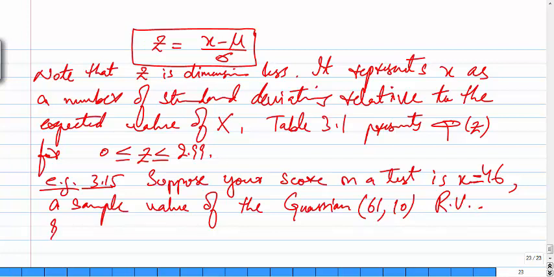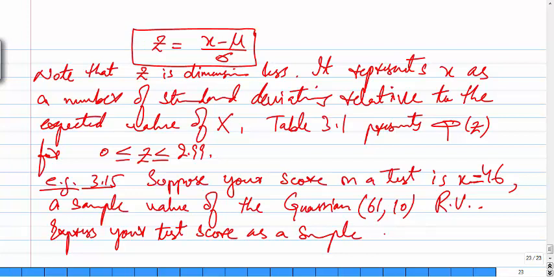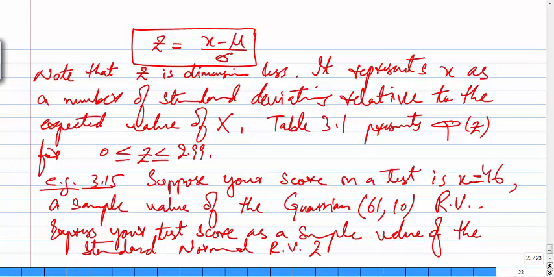Now express your test score as a sample value of the standard normal random variable z. Now this is in the Gaussian. Now we have to represent it in terms of the standard normal random variable. Now how do we do that?